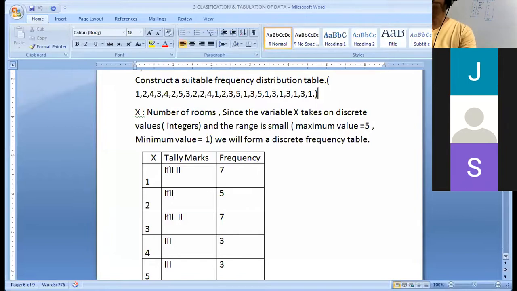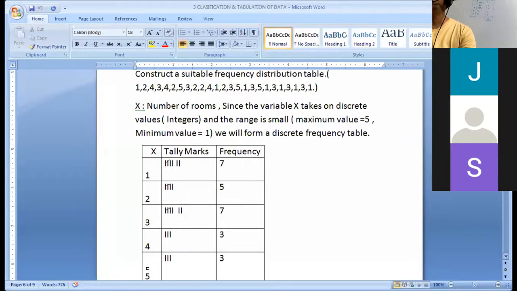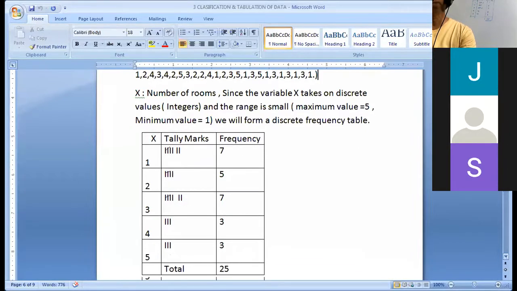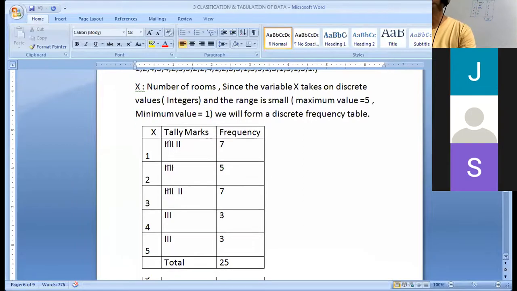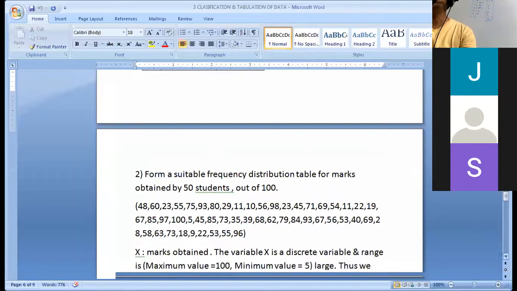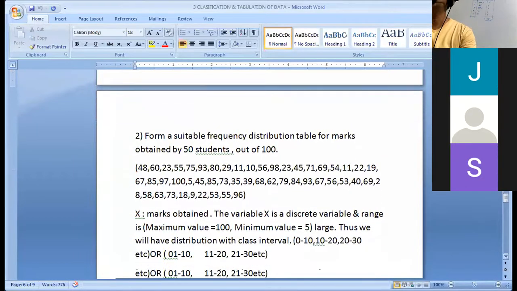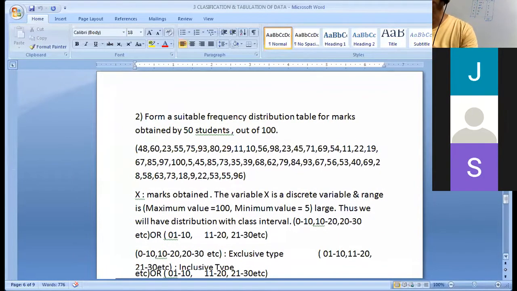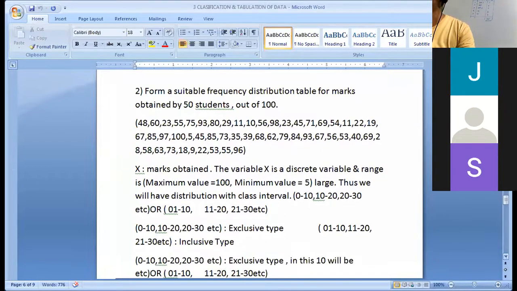Okay, so this is clear, completed. Have you completed this sum? Yes, sir. Then next is this part. Now form a suitable frequency distribution table for marks obtained by 50 students out of 100. So here there are 50 students and marks are out of 100.